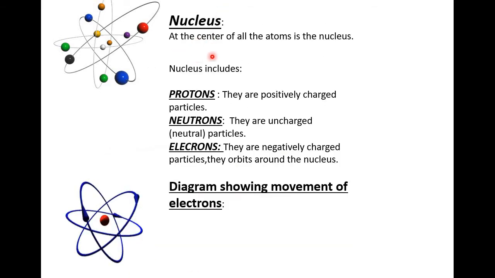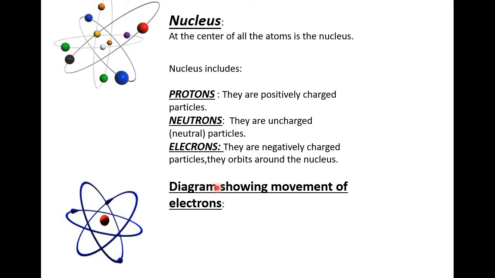The nucleus is the center of the atom. The nucleus includes protons, which are positively charged particles, and neutrons, which are uncharged, or we can say neutral particles, meaning they do not have any charge. Electrons are negatively charged particles and they orbit around the nucleus.